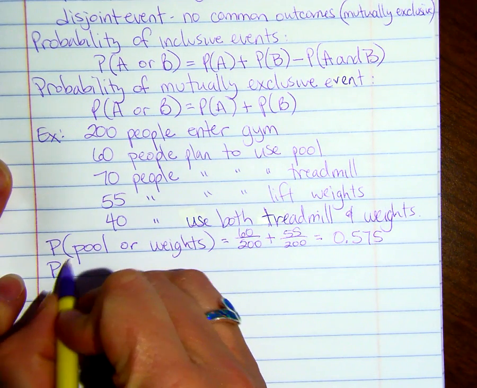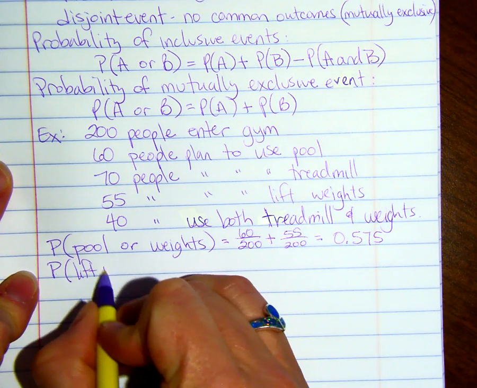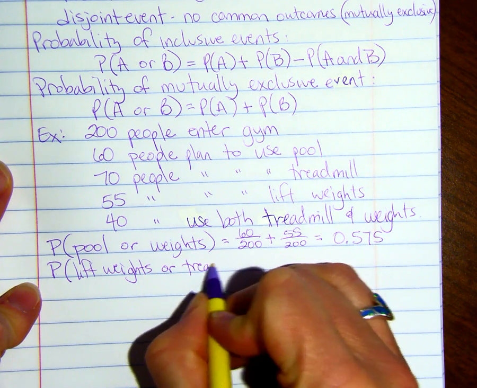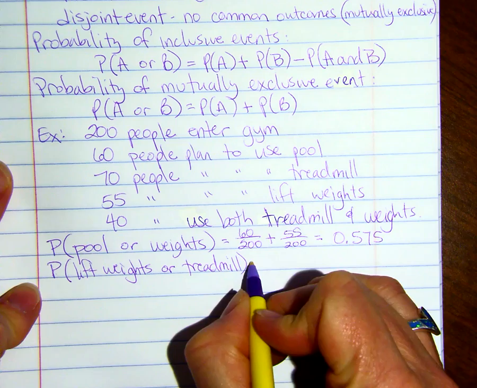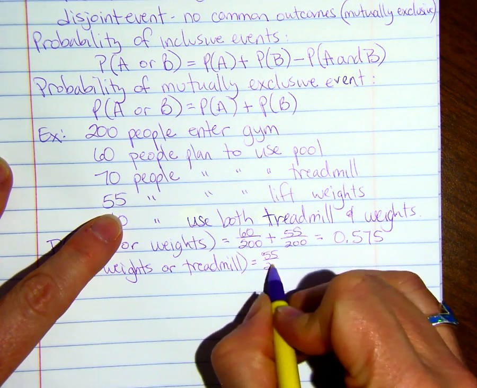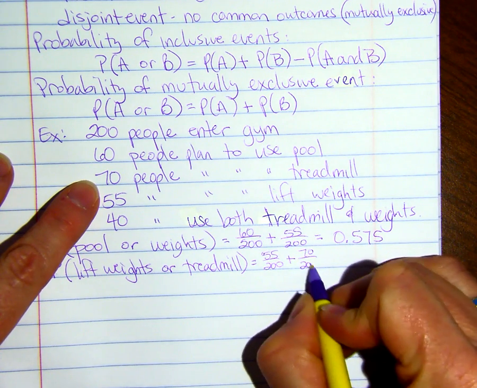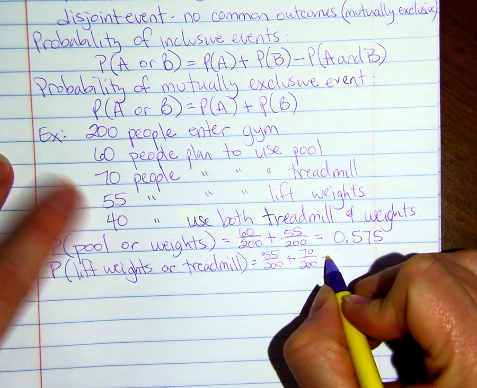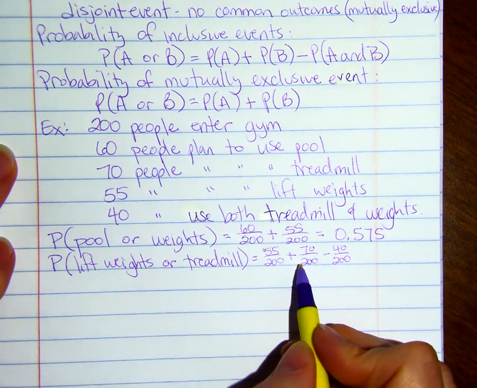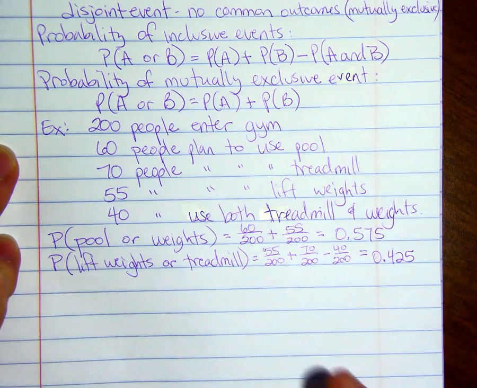So if we wanted to find the probability of an inclusive event, let's do lift weights or the treadmill. This is the one where you have to find the probability of lifting weights, so 55 out of 200, plus using the treadmill, which is 70 out of 200, but then we have to subtract out that 40 because we counted them both in each of those. We only want to count them once. So as a decimal, that is 425 thousandths.